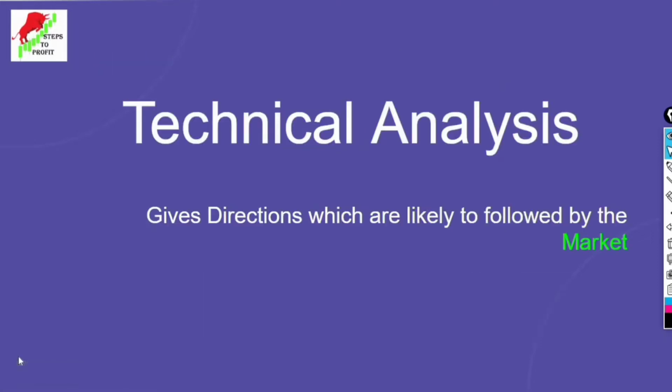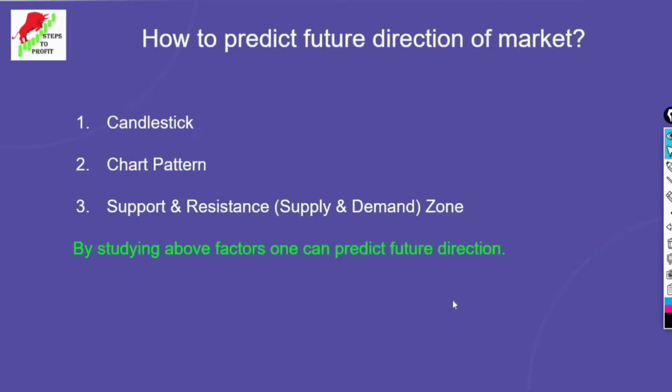As we have discussed, technical analysis is based on past data. So based on past data, technical tools give direction which is likely to be followed by the market. Friends, if we are able to predict the future direction of market, then definitely we can be a successful trader. For that, first we have to achieve mastery in identifying and analyzing candlestick patterns, chart patterns and support and resistance zones. By achieving this, we will be able to predict the future direction and trade accordingly.